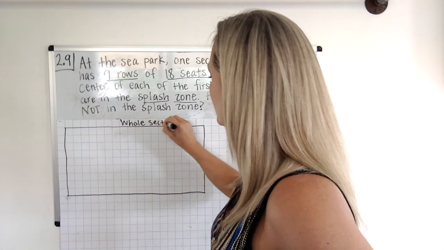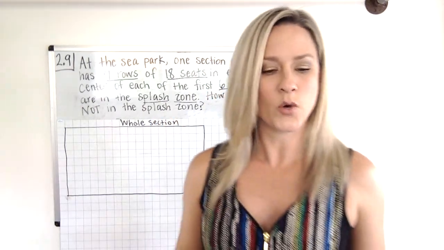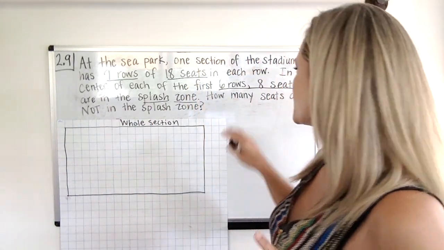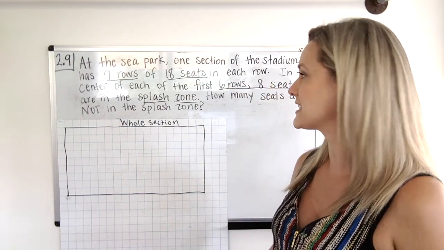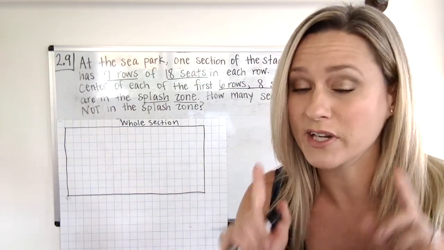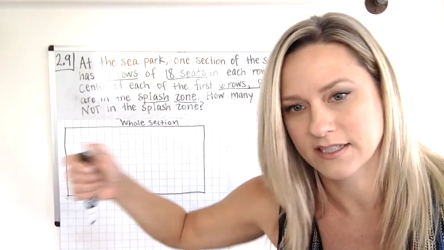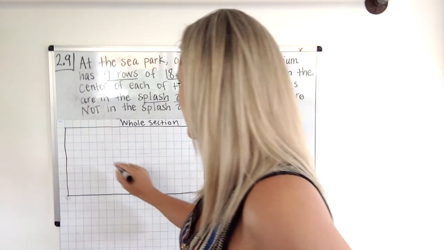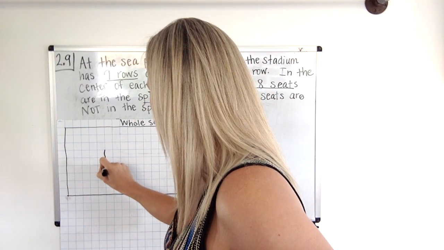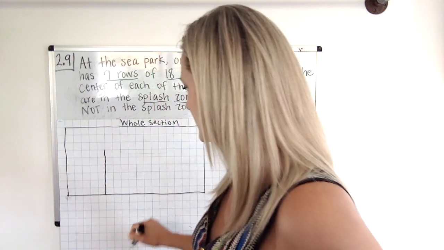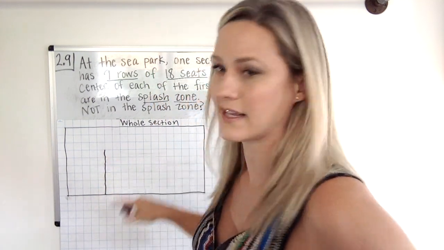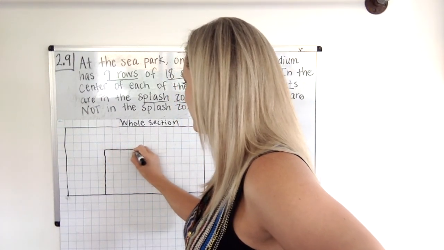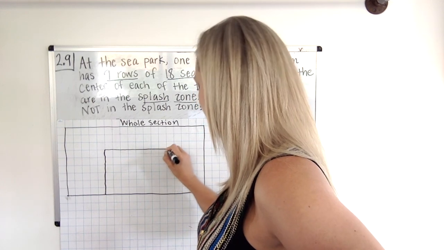Now, what else do we know for sure? We know for sure there's going to be some splashing going on, right? So we know for sure there are 6 rows of 8 seats in the splash zone. And we know they're going to be in the front because obviously the splash zone is not going to be in the back. So 6 rows of 8 seats. So let's see. 1, 2, 3, 4, 5, 6 rows, because my rows are going to be going this way. This is my plan for my 6 rows of 8 seats. 1, 2, 3, 4, 5, 6, 7, 8.